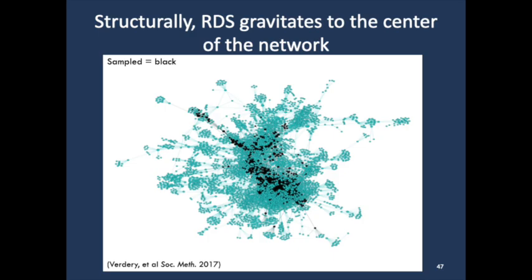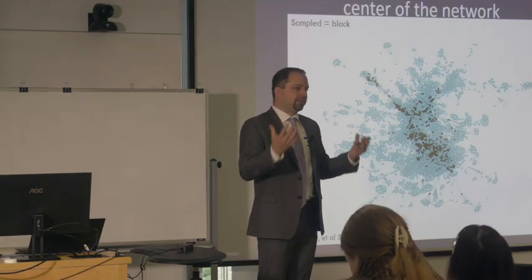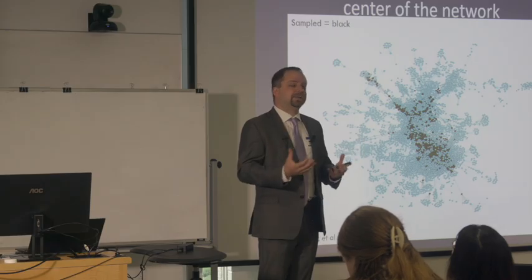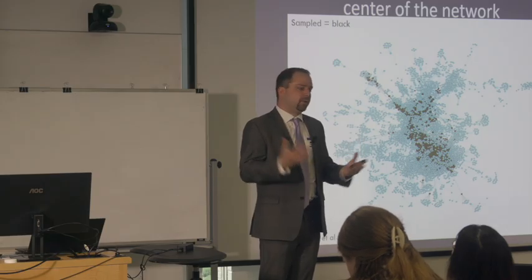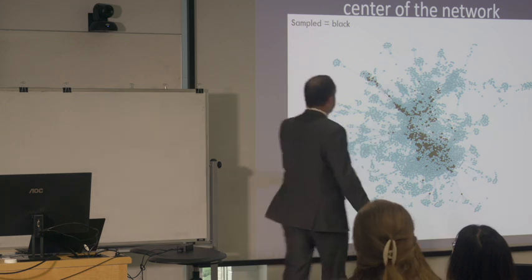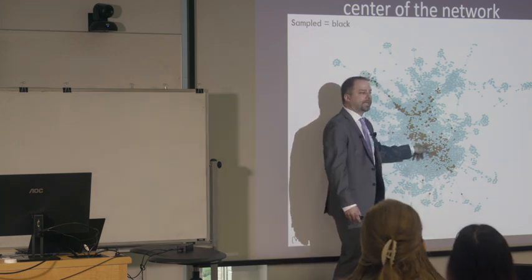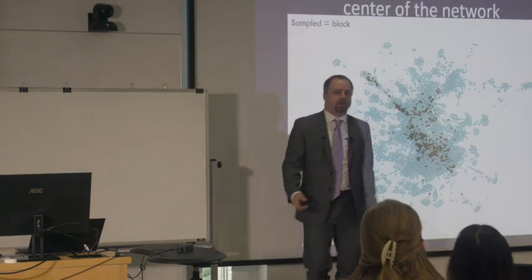One thing that I've highlighted in years past is that RDS tends to gravitate towards the center of the network, right? The most likely person to sample is the most central person. In a degree-based framework, degree centrality is pretty strongly correlated with many of the other measures of centrality. So with RDS, even if you start, for instance, up here, you're more likely to end up sampling down in here. The black nodes here are the ones that I sampled in a simulated RDS on this network.